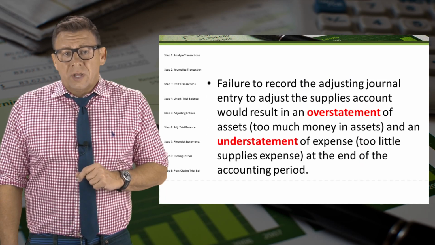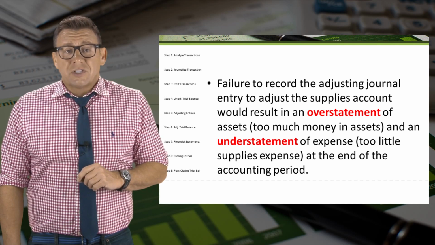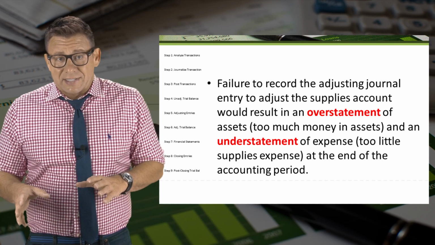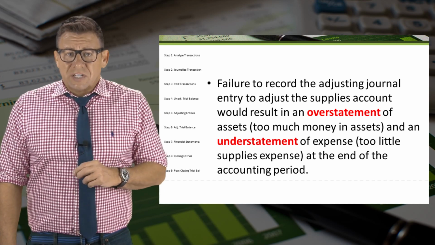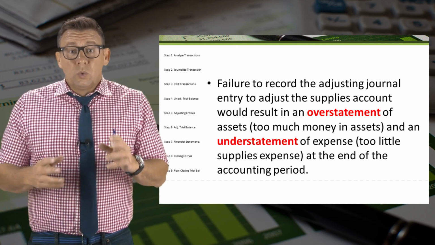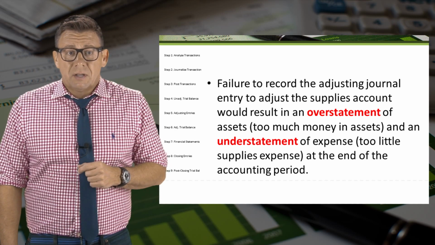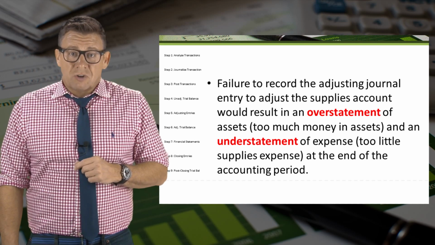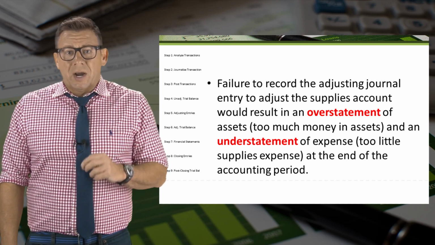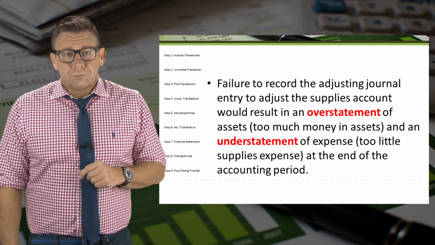Failure to record the adjusting journal entry to adjust the supplies account would result in an overstatement of assets, meaning too much money in assets, and an understatement of expense, too little supplies expense, at the end of the accounting period. Overstatement and understatement are two concepts students struggle with. They definitely require critical thinking about the transactions to figure it out.